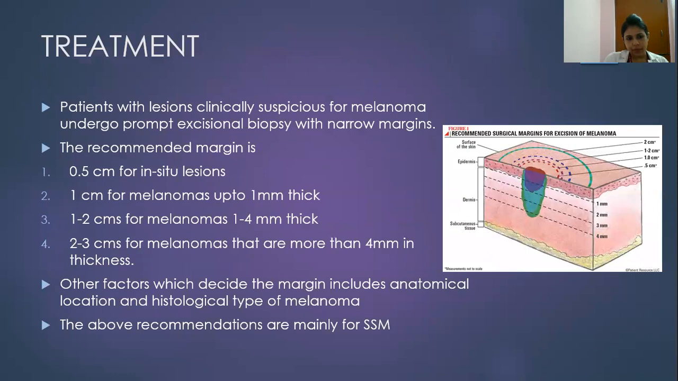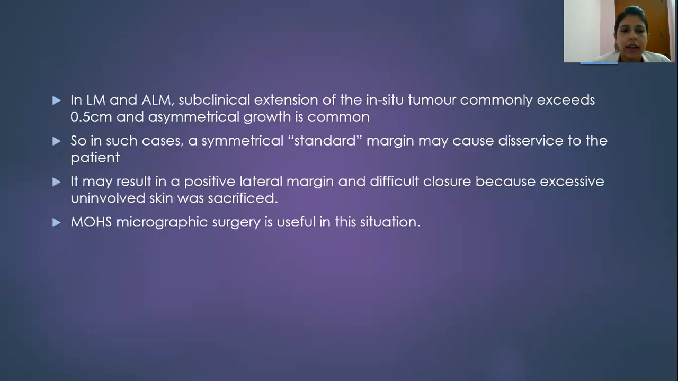Now treatment-wise, like I said before, it depends upon the thickness of the tumor. It's 0.5 cm margin for those which are in the epidermis itself. Depending upon how thick it is, the margin also increases. 1 mm thick, 1 centimeter margin; 1 to 4 mm thick, 1 to 2 centimeter margin; more than 4 mm thick, 2 centimeters margin. That's how much we should take. And like we said, in LM and ALM, we should do more Mohs micrographic surgery because there might be subclinical extension which may not be evident in these conditions.